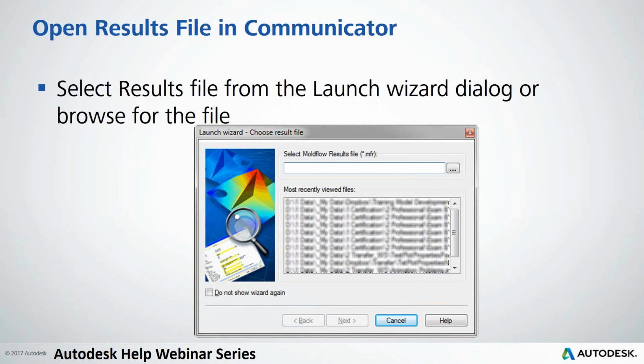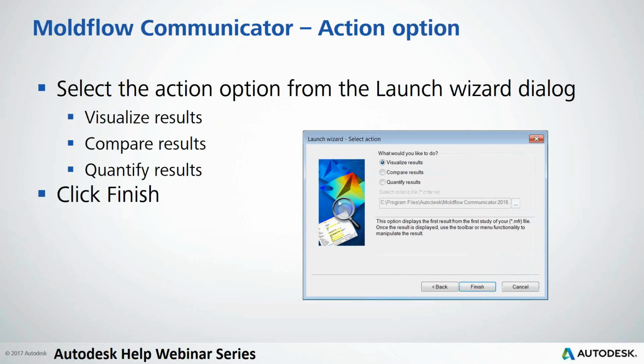And to open the results file in Communicator, you launch Communicator, you browse for your MFR file, it remembers a list of previously opened MFR files. The wizard only appears on the first opening. After that, we just have to do a file open and you would navigate to your MFR file. And there's a few options when the wizard launches. By default, it's on Visualise Result.